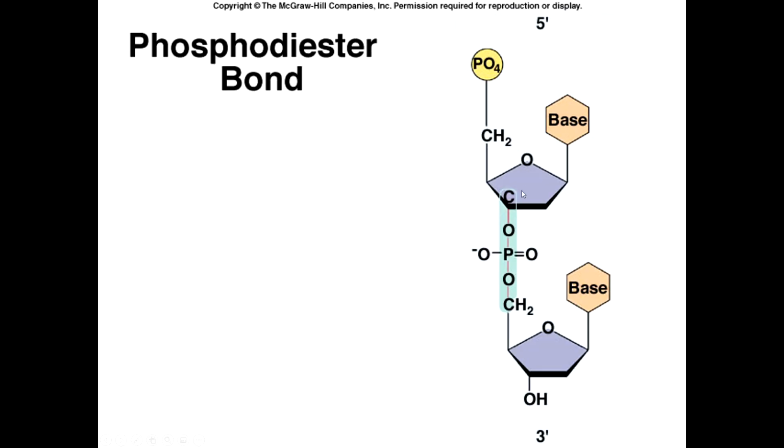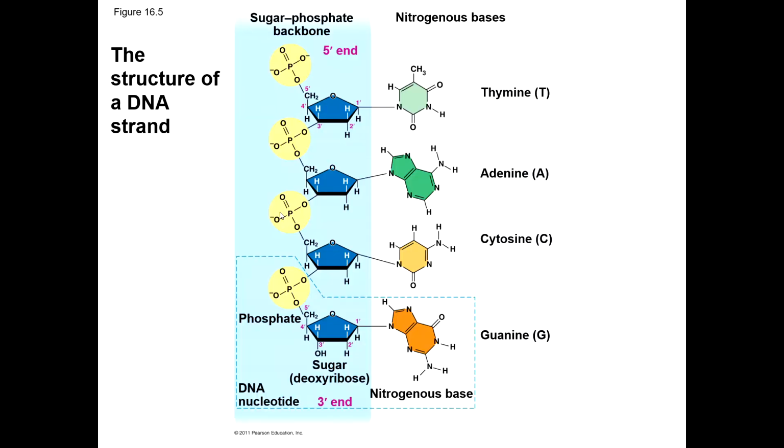Now, when 2 nucleotides bond, they form this special bond where the 5-carbon attaches to a 3-carbon, and this is called a phosphodiester bond. Notice the 5' end is up, the phosphate end is up, and down here the OH group is free. So again, you're going to hear these referred to when we get to the direction that the bonding occurs.